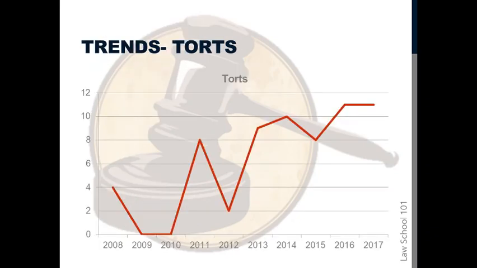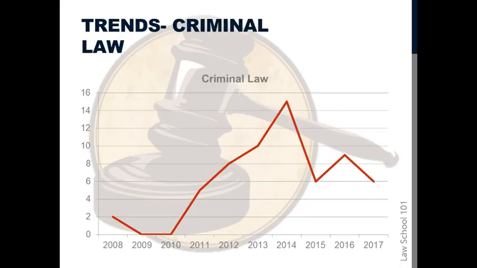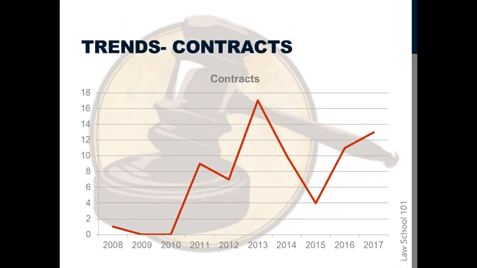Coming to torts, it has definitely risen in importance since 2011, and on average there seem to be about 8 to 10 questions from torts in each paper. Coming to criminal law, it also seems to be important, again with an average of about 8 to 10 questions. However, when it comes to contracts, we can see that contracts has had the highest number of questions so far, and especially in 2013, it had 17 questions in the paper.